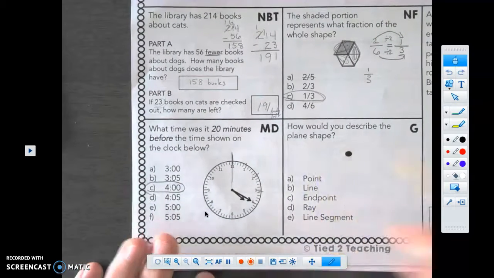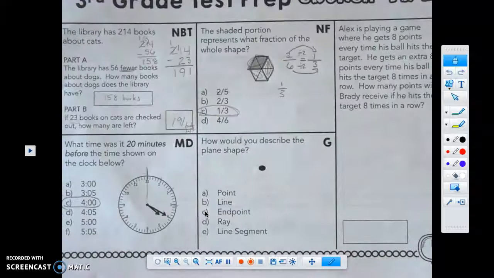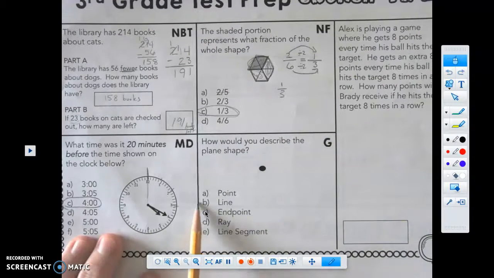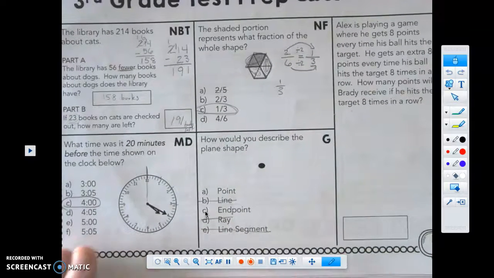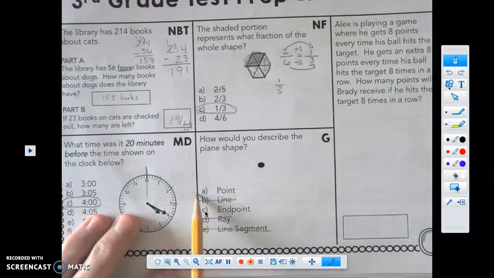How would you describe the plane shape? Now, we've done this one quite a bit recently. And I'm going to say, well, we know it's not a line. We know it's not a ray. And we know it's not a line segment. I don't see any lines on here, except maybe the one I drew a little bit. Whoops! So it's either got to be endpoint or point. Now, if it's an endpoint, doesn't it have to be at the end of something? So it's just a point.